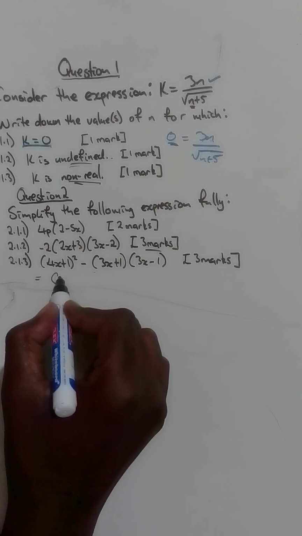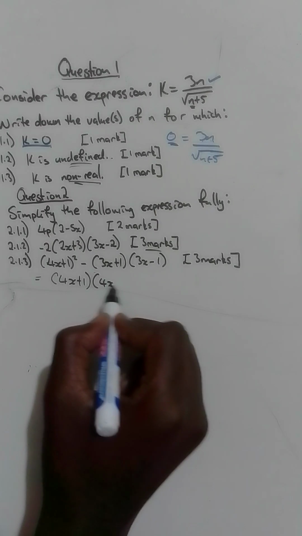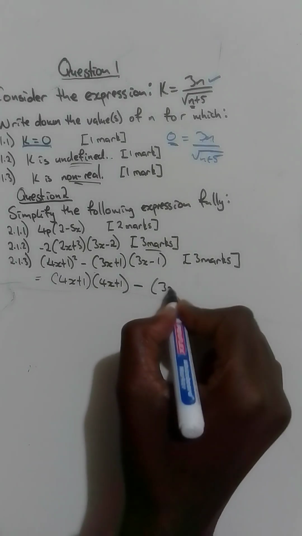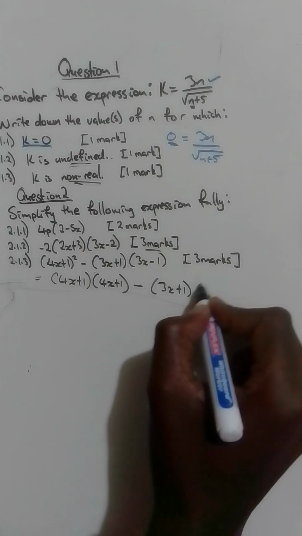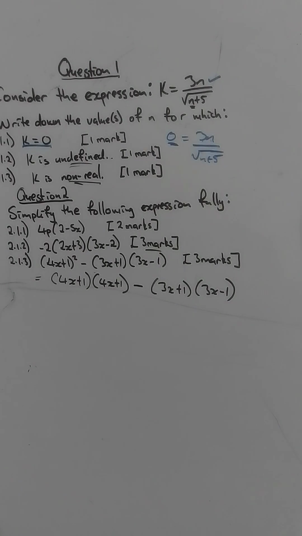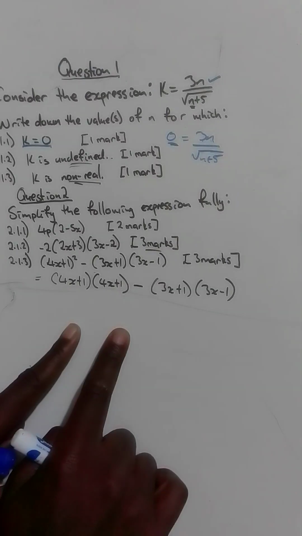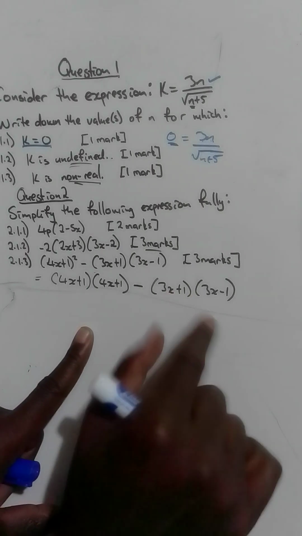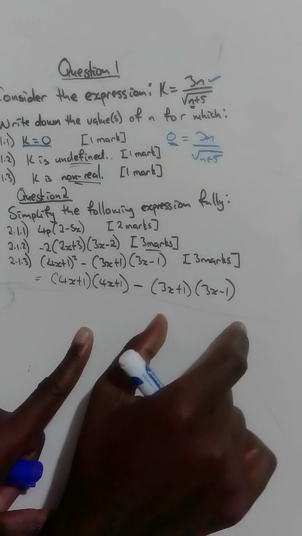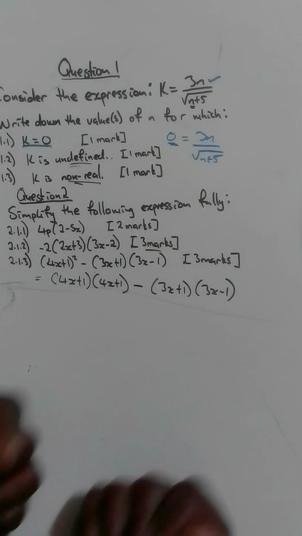We are going to expand it. So it means 4x plus 1 multiplied by another 4x plus 1. So minus open bracket 3x plus 1 close bracket, open bracket 3x minus 1 close bracket. What is happening here? These two must multiply. The product that we find, we'll wait for these two to multiply. When we are done, then we multiply by this negative, whatever product that we find. From there, we will collect like terms and add or subtract.